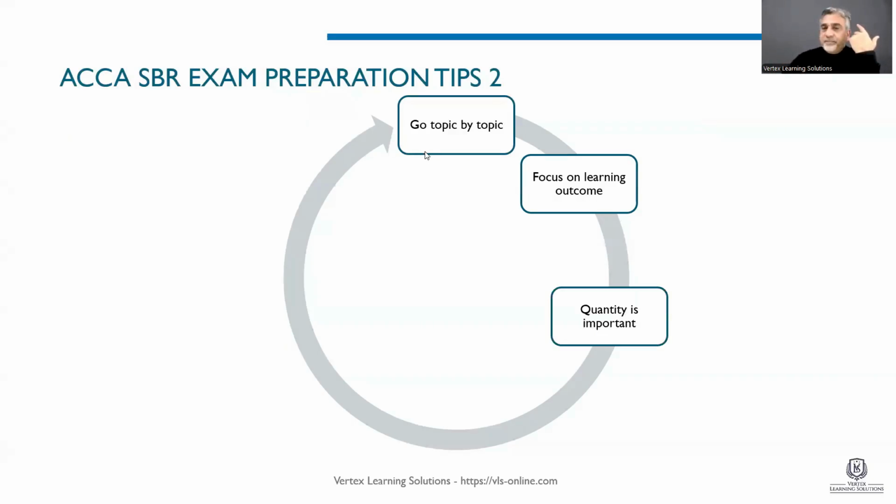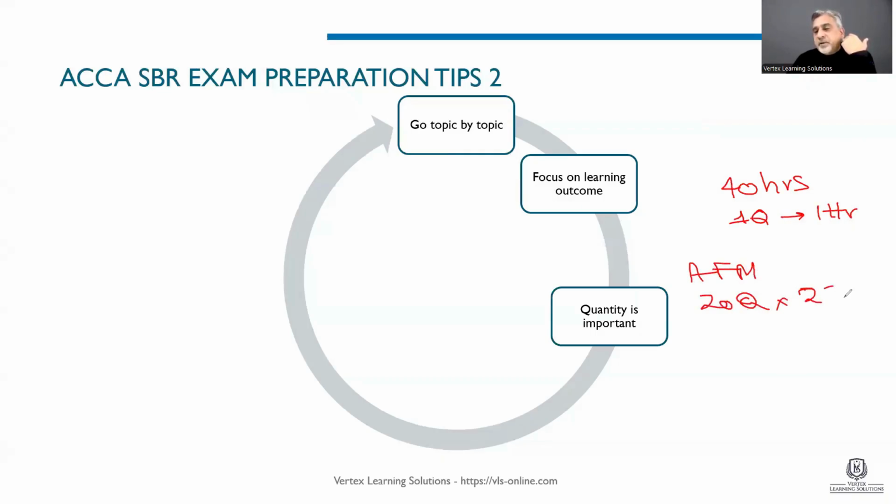In SBR, quantity is important. If I am doing AFM, you've got 40 hours, imagine, for practice. And one question takes 1 hour, let's suppose. So if I'm doing AFM, I would do 20 questions 2 times, because AFM questions are technical, long calculations. You cannot remember those long calculations by doing the question one time. So instead of doing 40 questions, 20 questions 2 times. But if I am in SBR, which does not require complex calculation, I will do 40 questions 1 time.